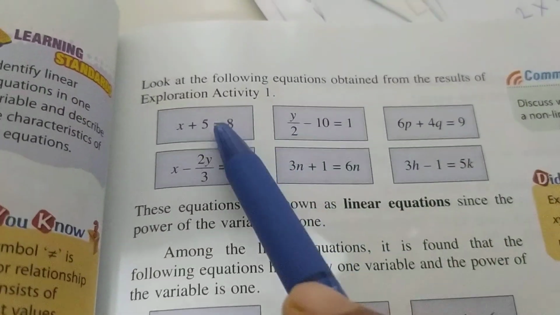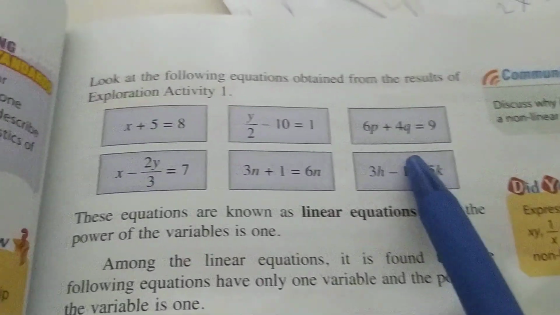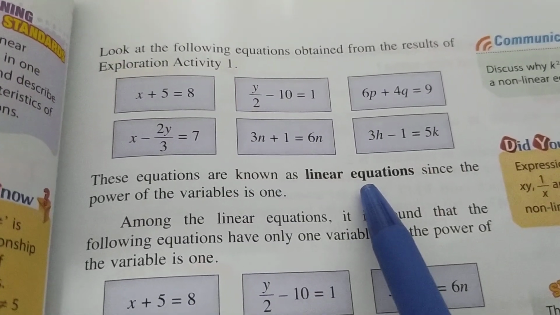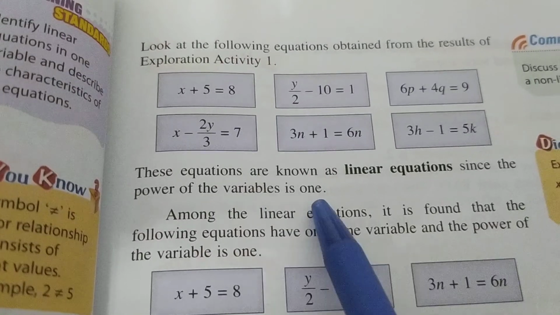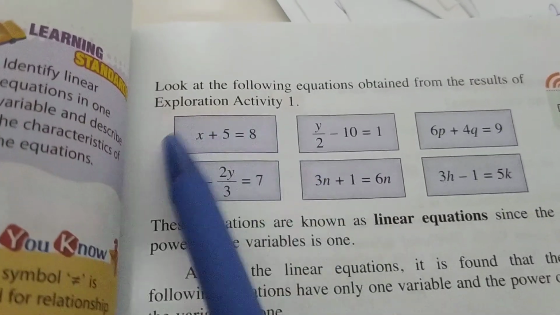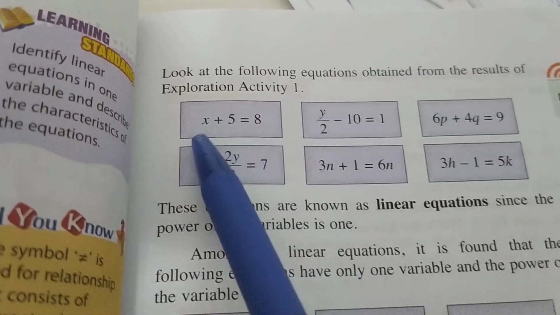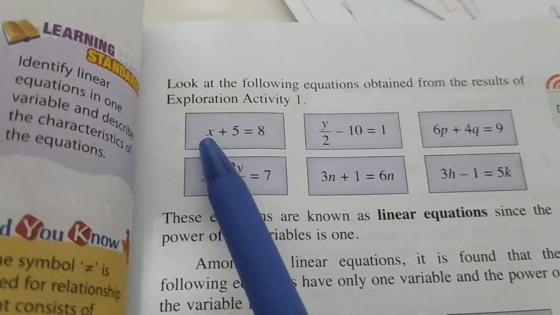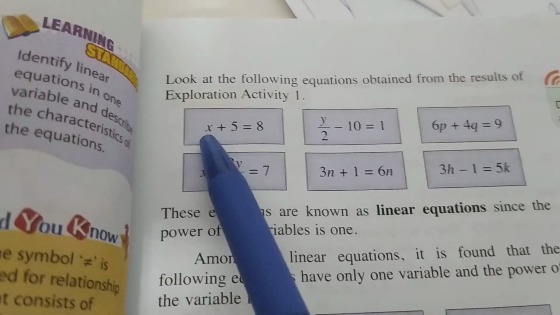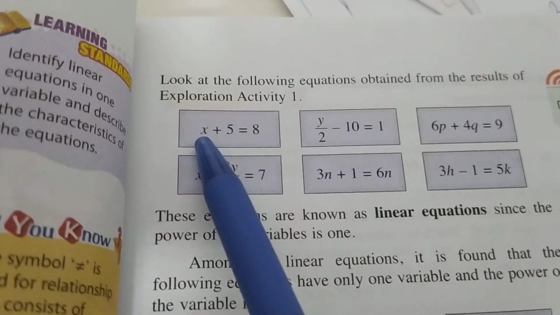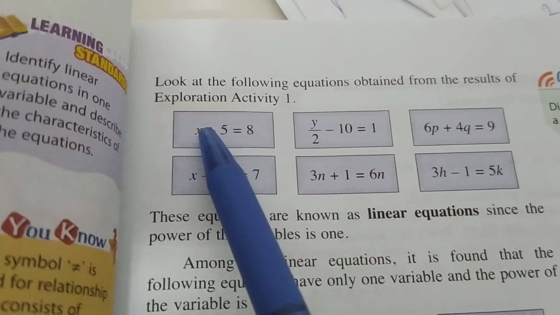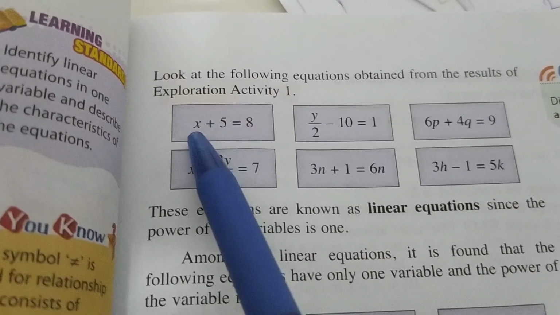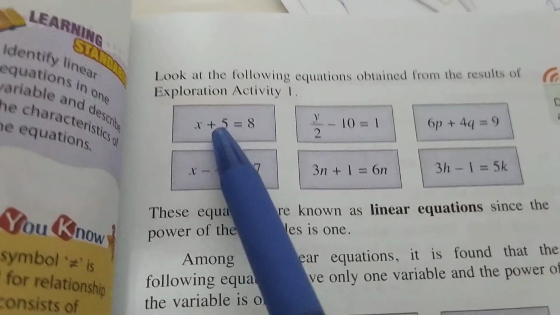So these 6 equations are known as linear equations, since the power of the variable is 1. Look at the first equation, x plus 5 equal to 8. Here we have the variable x. The power of x actually is 1, because this is x power of 1. For the power of 1, we don't need to write it, so we just write x.